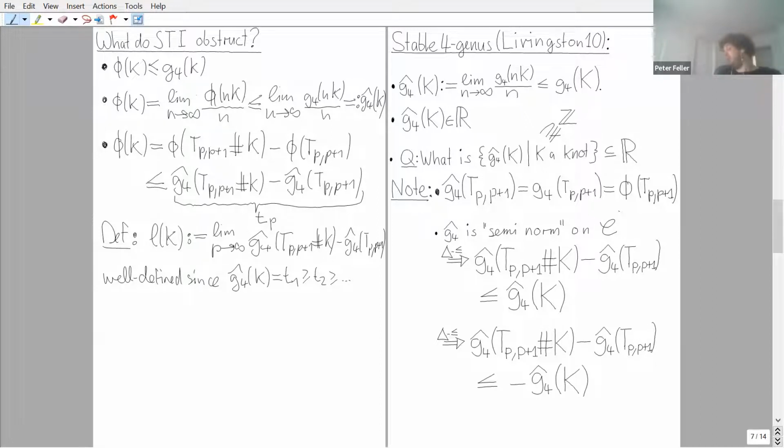of real numbers. I don't know what they are, but they're certainly all bounded below by minus the stable 4 genus of K. If you don't believe me, but if you believe me that this is kind of a semi-norm, triangle inequalities, there's stuff like all these are smaller than the 4 genus, but they're also, it's the wrong way around. They're also bigger than minus the 4 genus. Triangle inequality. So if a decreasing bounded sequence, it has a limit. Great.